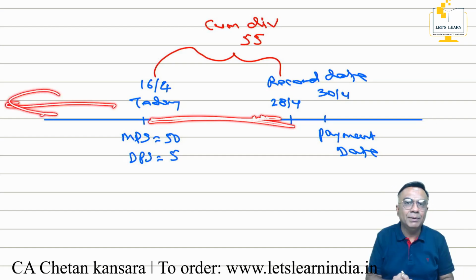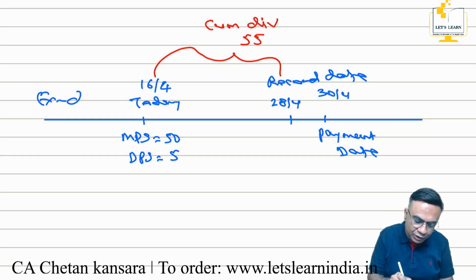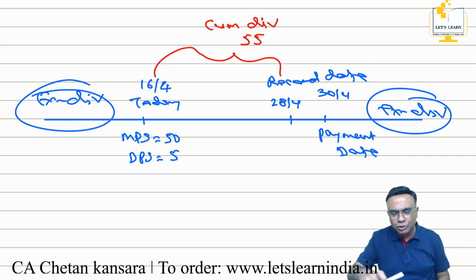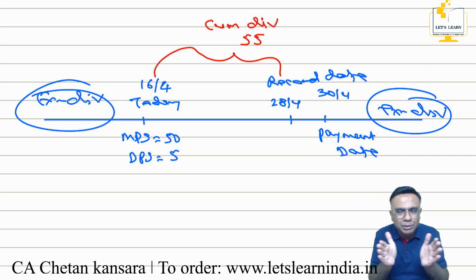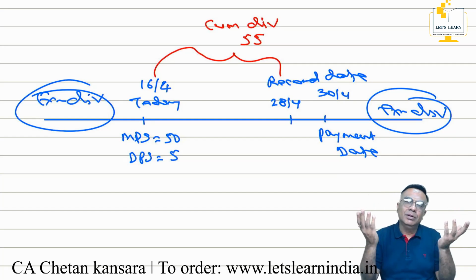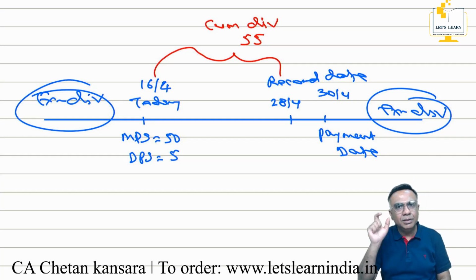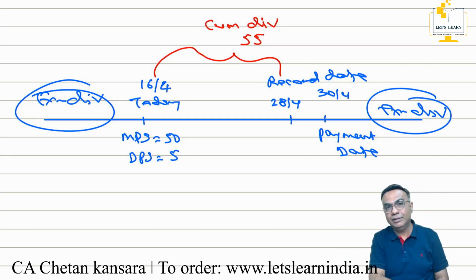Before this, the share price is ex dividend, excluding dividend. Here there is no impact of dividend. Here also there is no impact of dividend. So throughout the year, almost the share price is ex dividend. Only for a short period, from the date of declaration till the date of record, the share price goes up. That price is called cum dividend. So whenever they give you a cum dividend price, remember it is the price of the share including dividend.